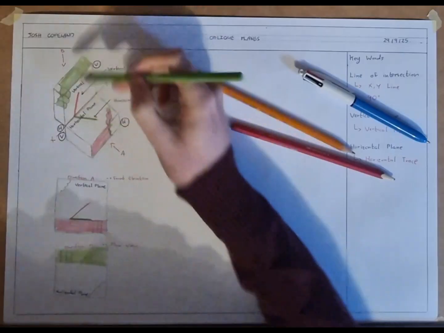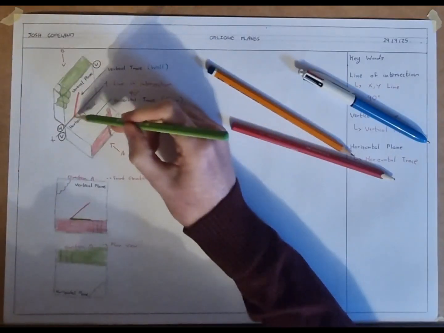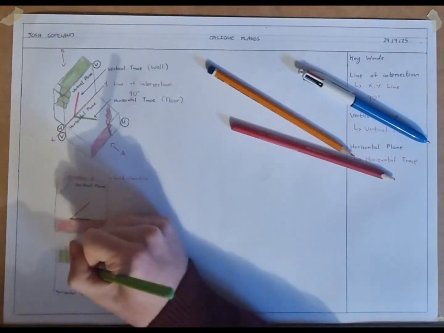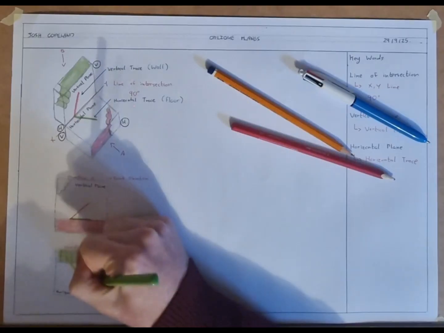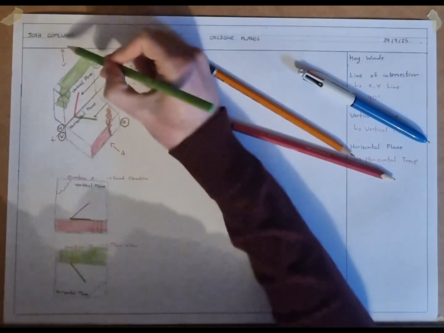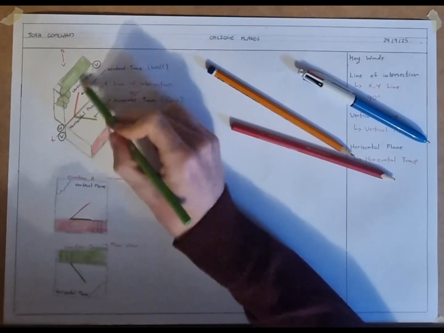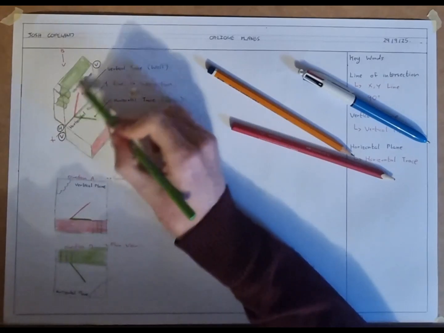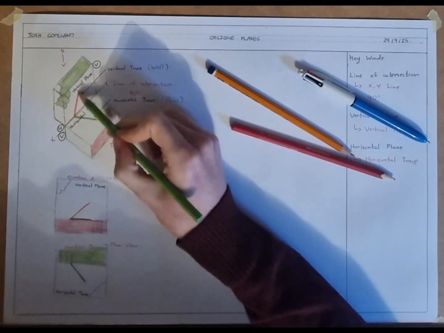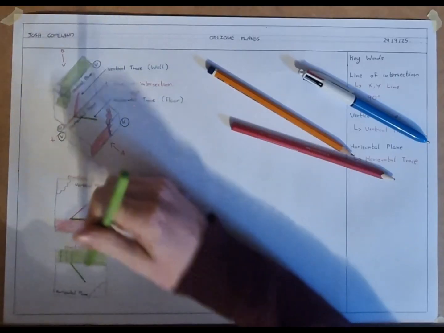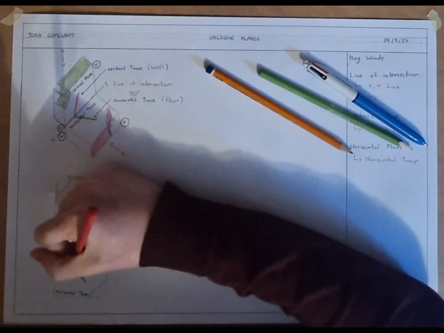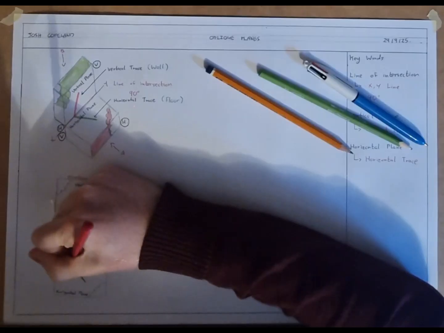Same as well. When you look in the direction of arrow B, we can see our horizontal trace just here, which is going slantways. And we know that looking in the direction of arrow B, our vertical plane surface is going to be seen as an edge view. Therefore, the vertical trace is going to land on the XY line, and we're going to pop that in just there.